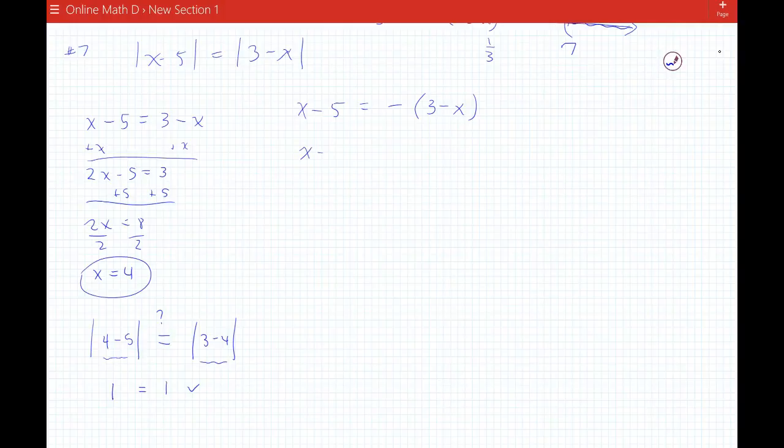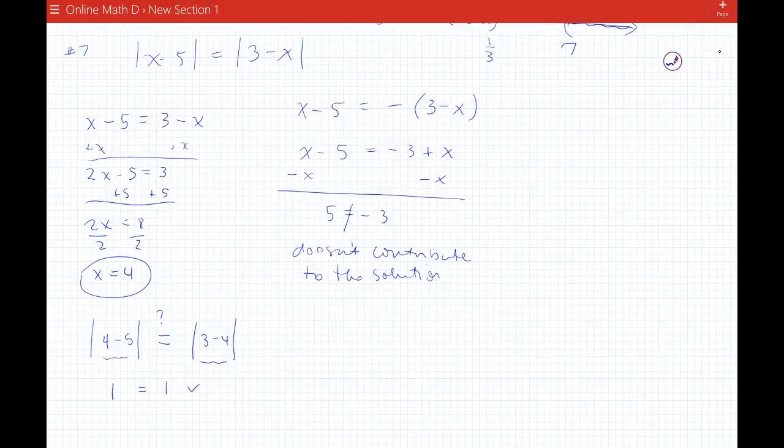So now let's solve this other equality. Negative 3 plus x. Well, now we see that if I subtract x from both sides, I get 5 equals negative 3, which isn't true. So this part doesn't contribute anything to the solution, but you had to check it to make sure. So x equals 4 is the only answer. And it looks like your answer is 1, 8, and I'm not sure how you got that. So maybe if you could explain to me, I could be more helpful.